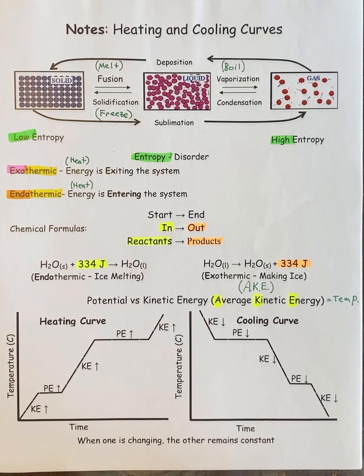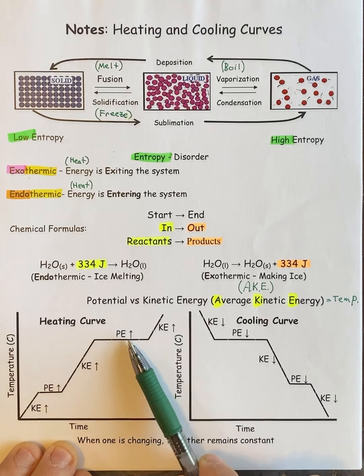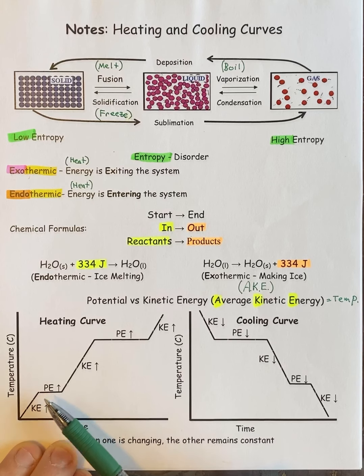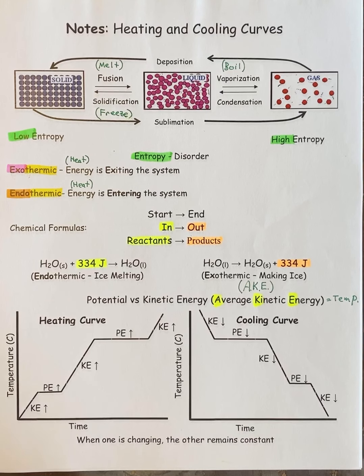Now the thing to remember is that when one form of energy is changing, the other remains constant. So on the flat parts, the kinetic energy or the temperature is not changing, that's why it's flat. Therefore, if the kinetic is staying the same and we're still going to the right, then the potential must be increasing. And the reverse is true here. When kinetic is going up, potential is not. And when kinetic is staying constant, potential is increasing as we go left to right, or decreasing as we go left to right for cooling.